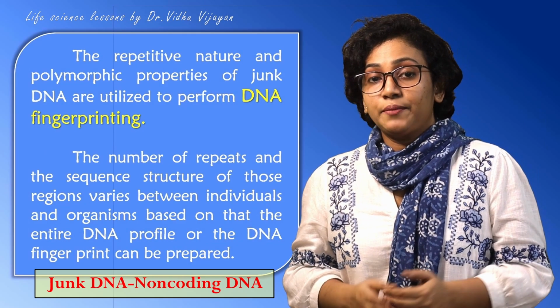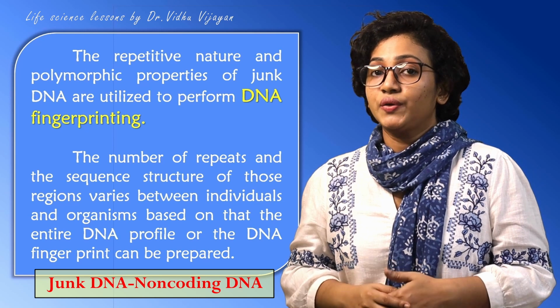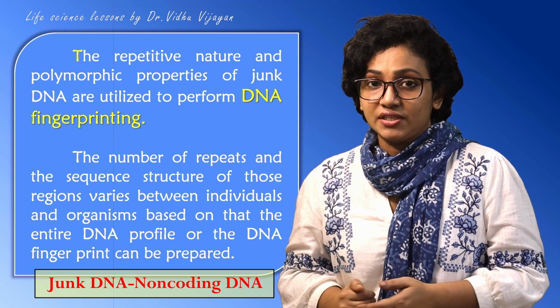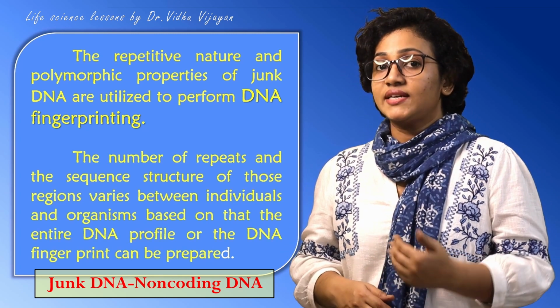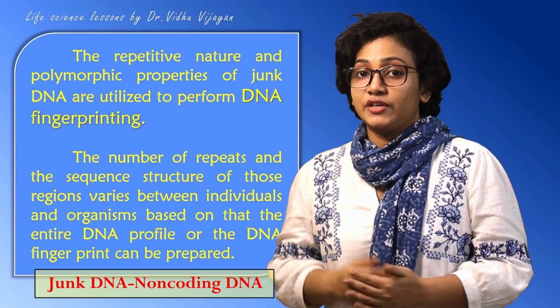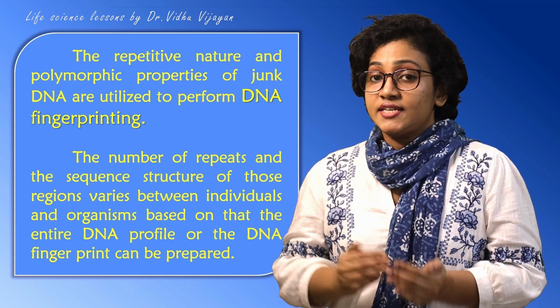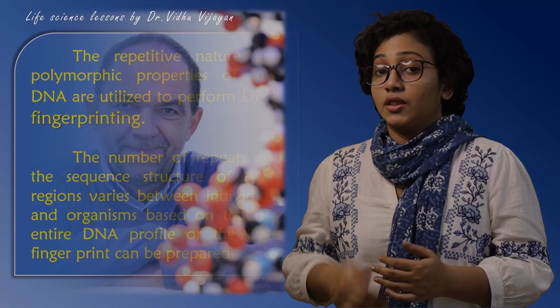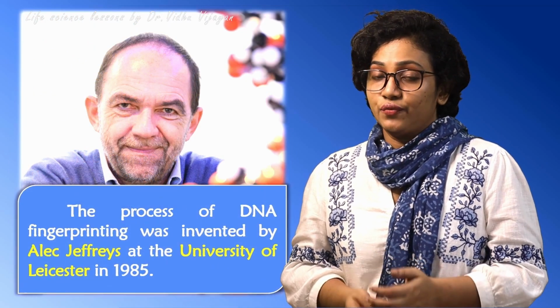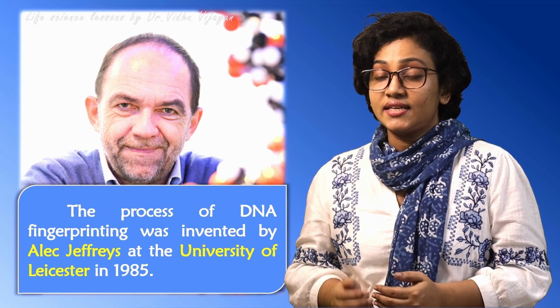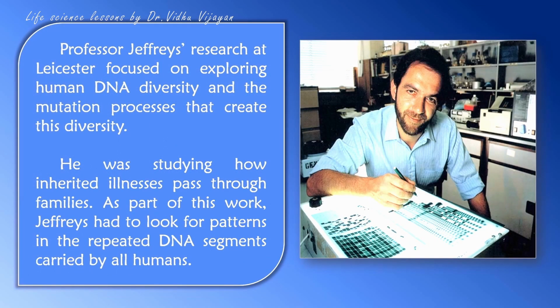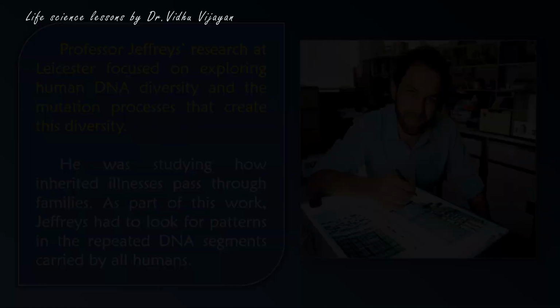The repetitive nature and polymorphic properties of junk DNA are utilized to perform DNA fingerprinting. The number of repeats and the sequence structure of these regions vary between individuals, and based on this, the entire DNA profile is made. The process of DNA fingerprinting was invented by Sir Alec Jeffreys at the University of Leicester in 1985. Professor Jeffreys' research at Leicester focused on exploring human DNA diversity and the mutation processes that create this diversity.